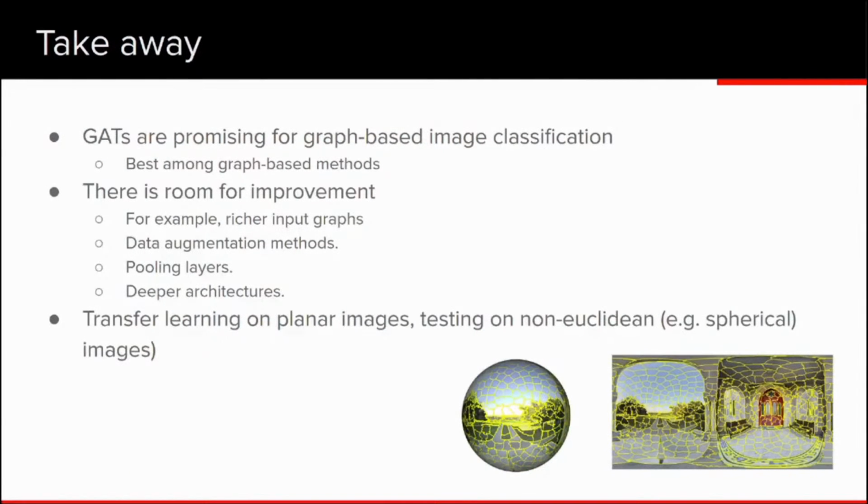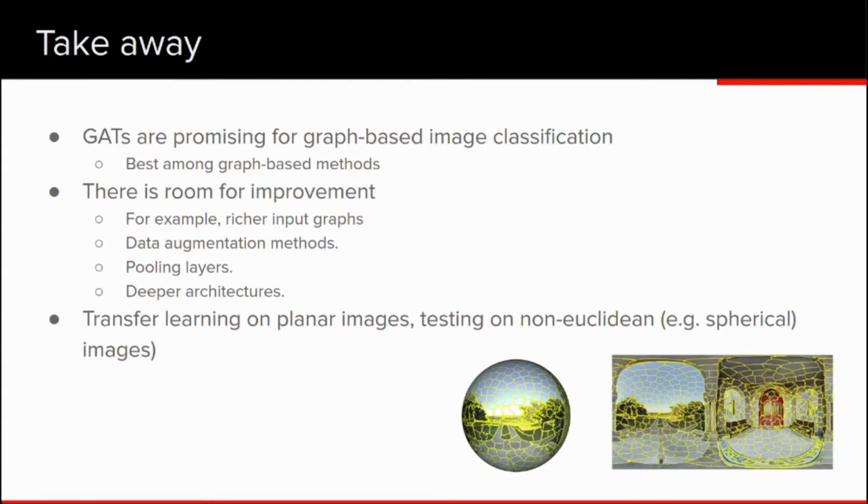The main takeaway for this study then is that GATs are a promising technique for graph-based image classification, being the best among other graph-based methods. However, there's still much room for improvement here. For example, using richer input graphs, data augmentation methods such as in GeoGCN, graph pooling layers, which are already available in the literature, and also investigating deeper architectures.